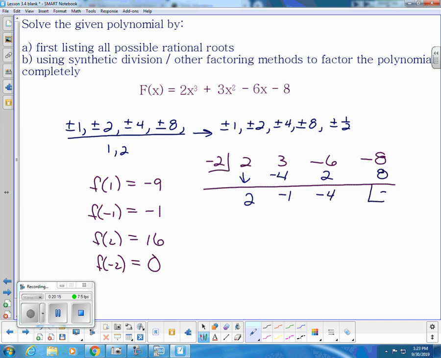You're double checking that you get a 0 for the remainder. It tells me we did it right. And we have this quadratic.